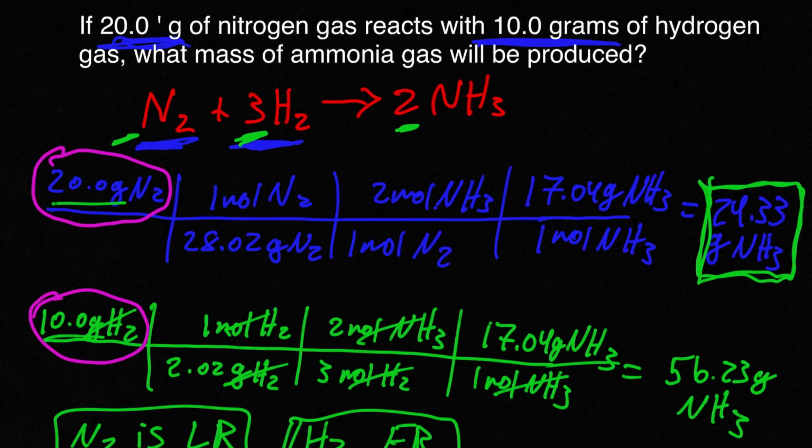And that has a lot to do with the fact that hydrogen has a molar mass of 2.02 grams per mole, where nitrogen has a molar mass of 28.02 grams per mole. But it also has to do with the ratio here. So we can't really just look at the mass and determine the limiting reactant. We do have to go through and solve for which one will create less of the product, or which one is capable of creating less of the product. That's helpful for you guys.